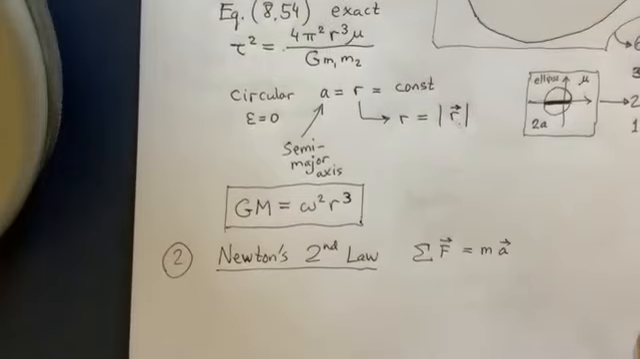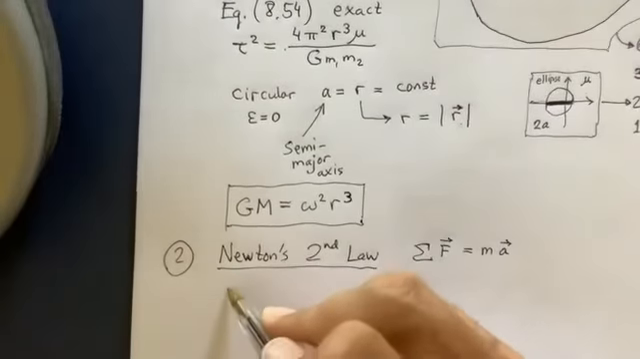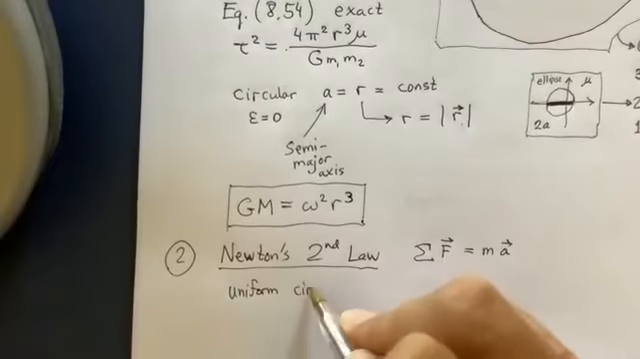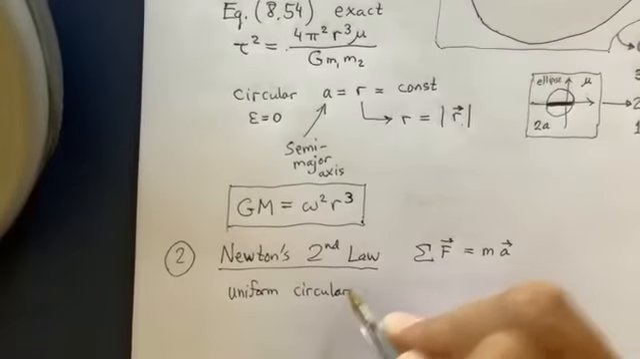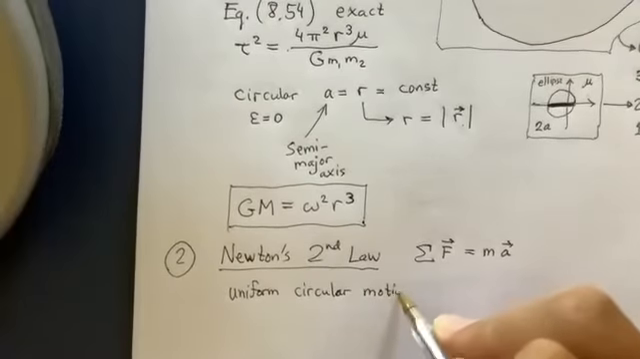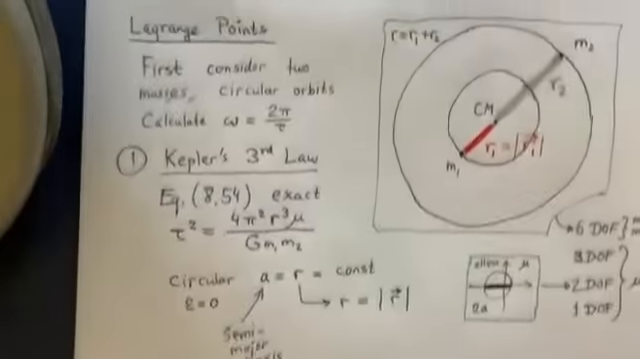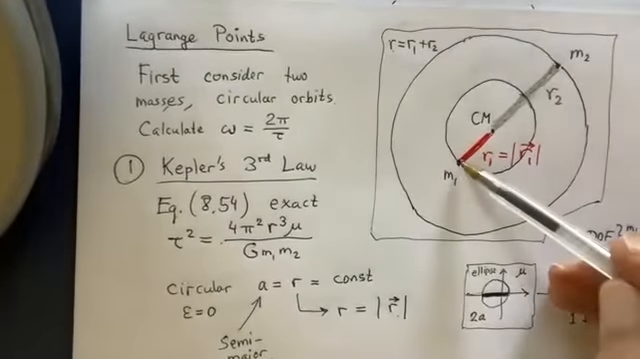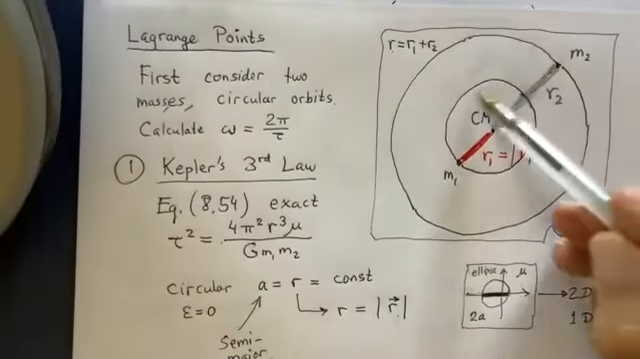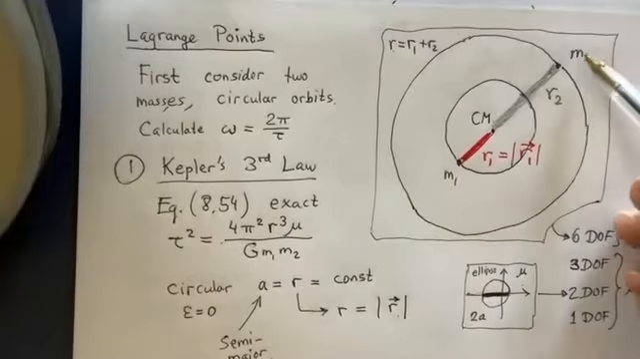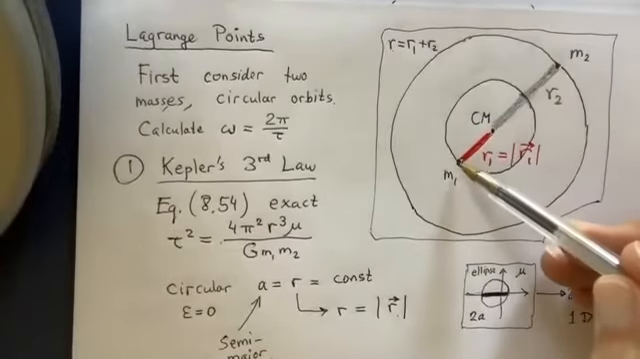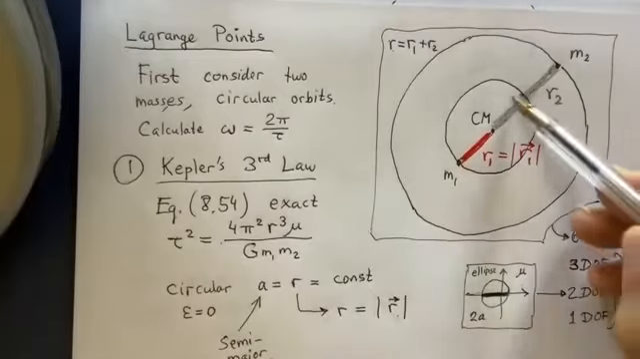So for uniform circular motion, what you do is you arbitrarily select one of the masses. Perhaps you'll select mass number 1. Mass number 1 is executing uniform circular motion. It's true that mass number 2 is over here, but let's not worry about mass number 2 for the moment.